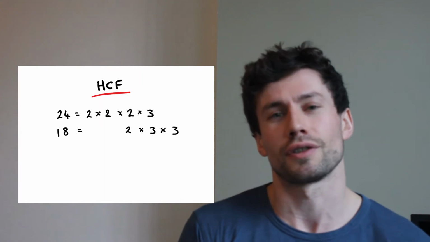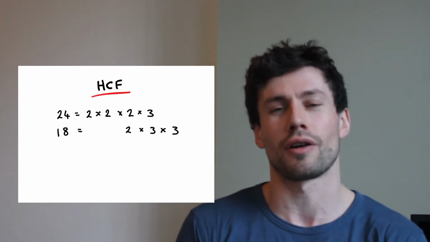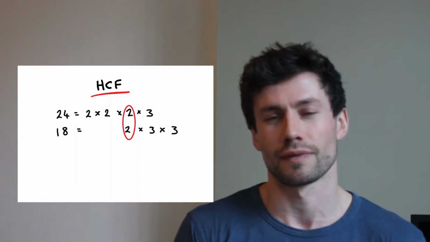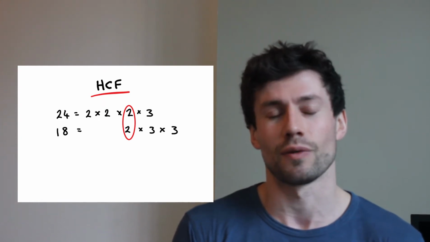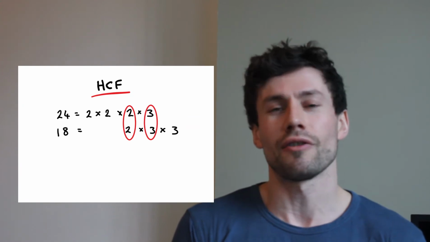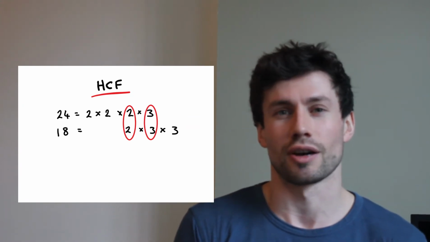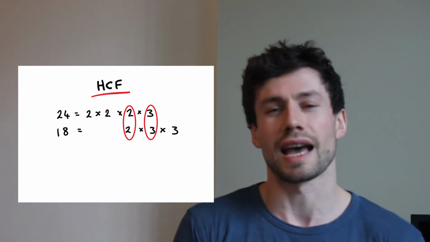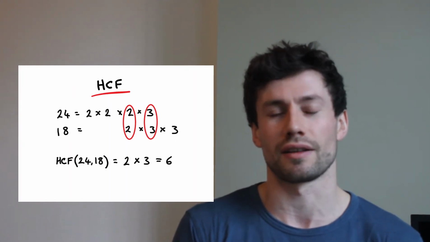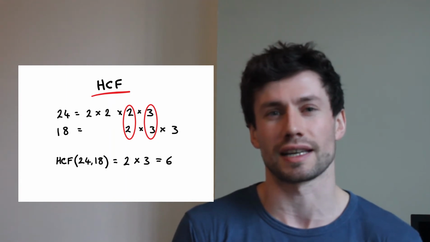Because both of these have a 2 in their prime factorisation, I put a large circle around the two 2's. And because they both have a 3 in their prime factorisation, I do the same with two 3's. I am now ready to compute the highest common factor of these two numbers. Because I've circled the 2's and the 3's, I take one of each and I multiply them together to get the highest common factor 6.